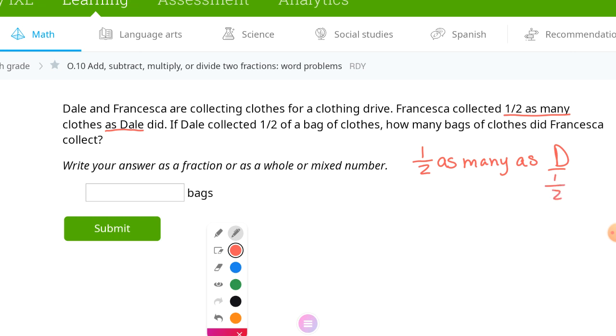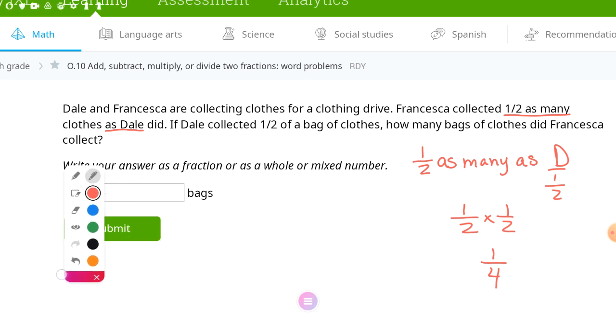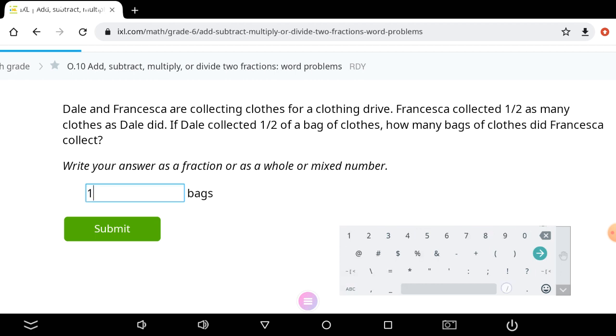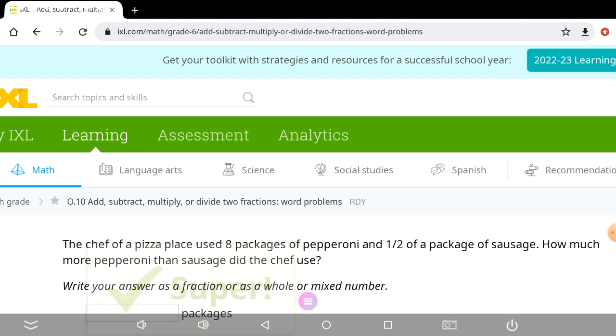What math do I do? Sophie? Multiply. Multiply. So for this one, we just have half of half, which is 1/4. Half of half is 1/4. Is that what you were going to say? No, I was just going to say that it's 1/4 because it is. Okay. Super.